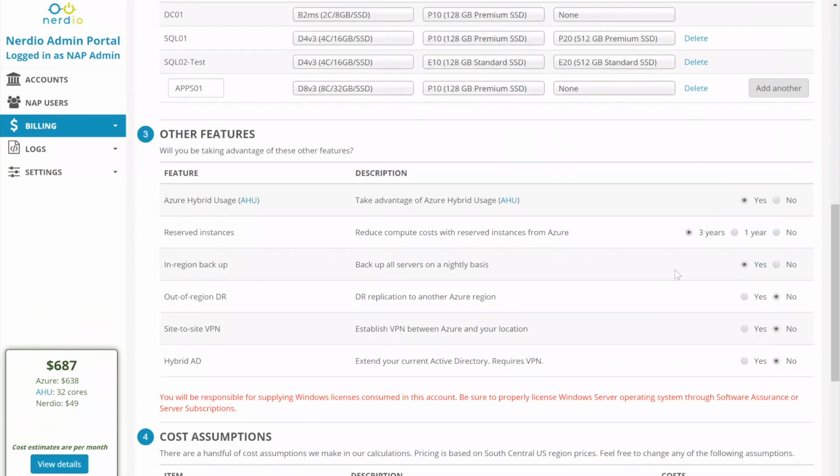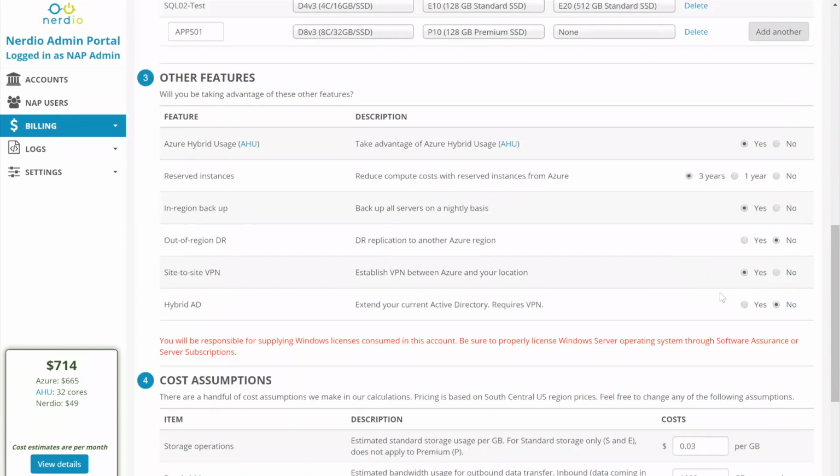The next thing is the cost of out-of-region DR. This is using Azure Site Recovery, and this will add both the licensing and the storage utilization at another region. So that's something that's by default no, but you can set to yes. Then there's also the site-to-site VPN. So we can change it from no to yes. And you can see the cost is going to update. This is because a VPN gateway was added into the cost analysis.